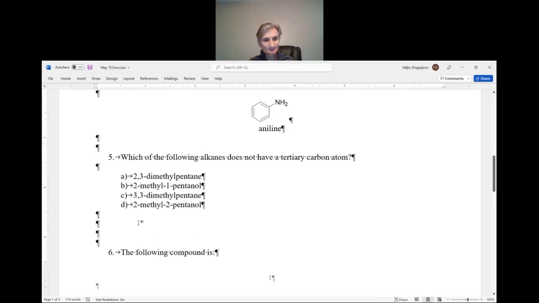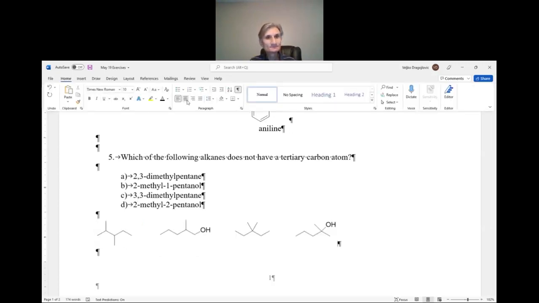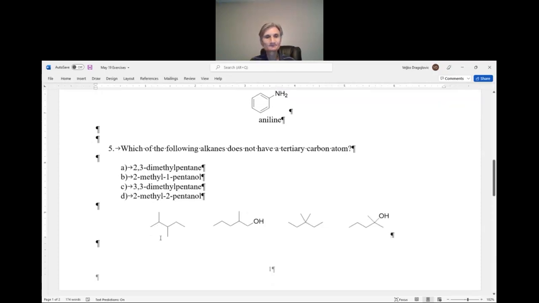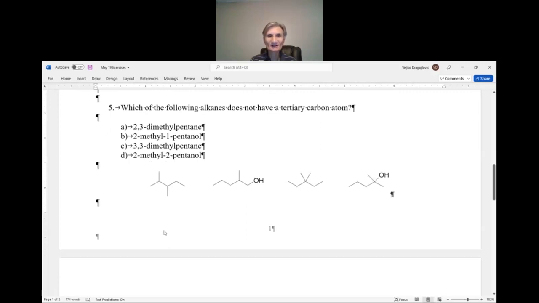So I already drew them, and here they are. They are A, B, C, and D, from left to right. Compound A is 2,3-dimethylpentane. I'm drawing everything as line formulas. Those formulas are the easiest and fastest to draw, but you should be familiar with them. You should know how to draw them, because if you don't, that could be a concern.